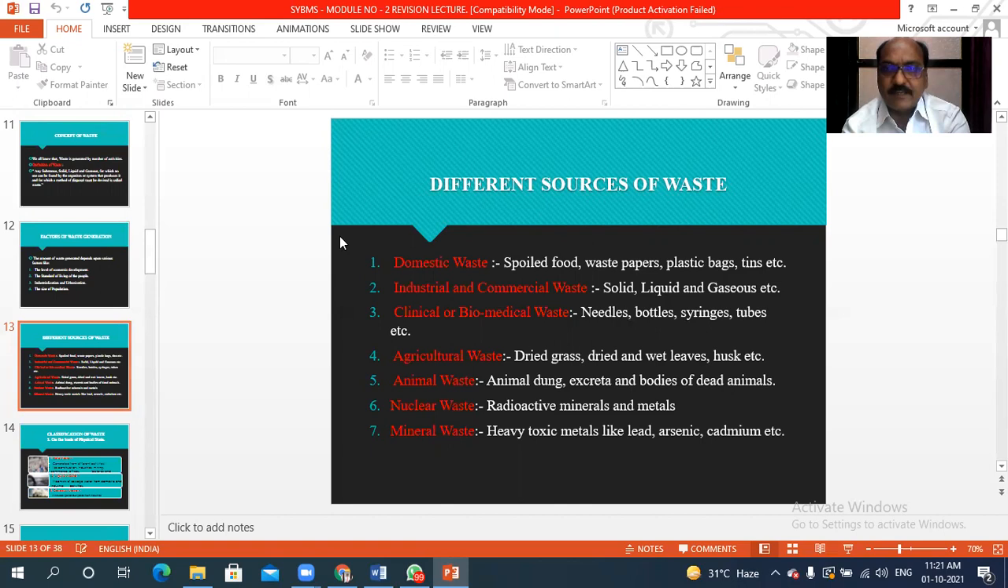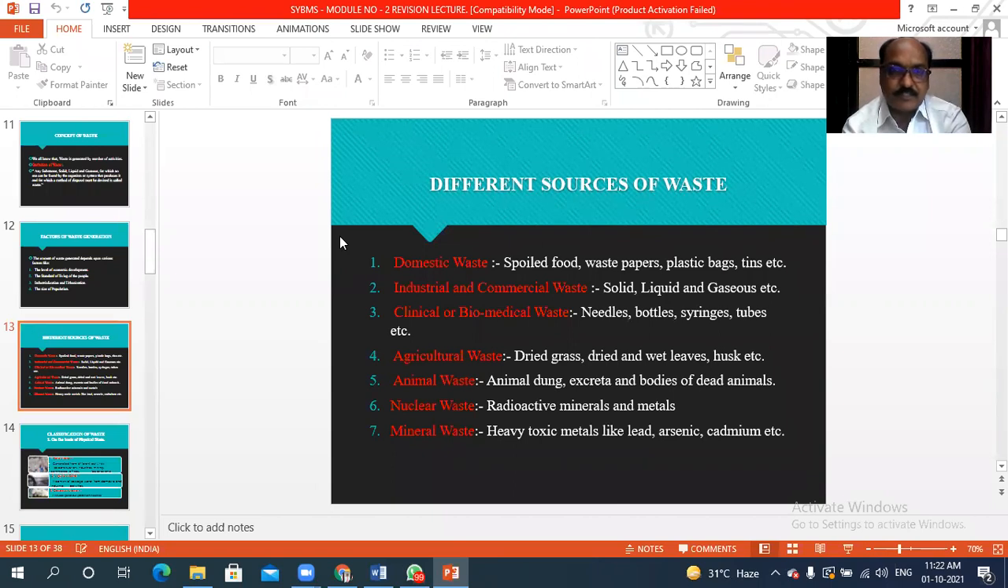Then from the agriculture area, dried grasses, dried and wet leaves. That kind of waste is generated from the agriculture area. Then animal waste, that is animal dung, excreta, and bodies of dead animals. So this is responsible for waste generation. Nuclear waste, radioactive minerals and metals that we are using, is also responsible for generation of waste.